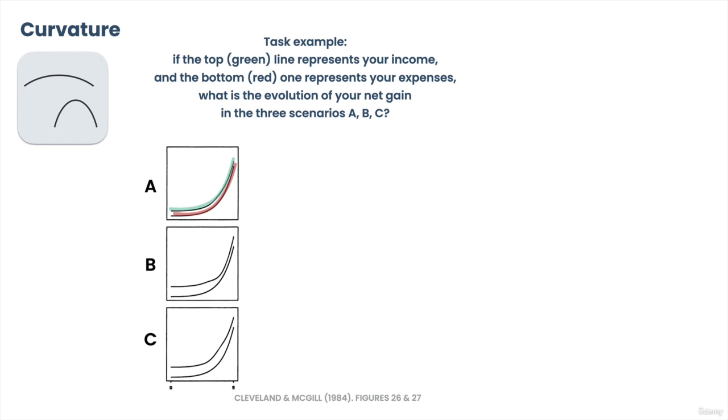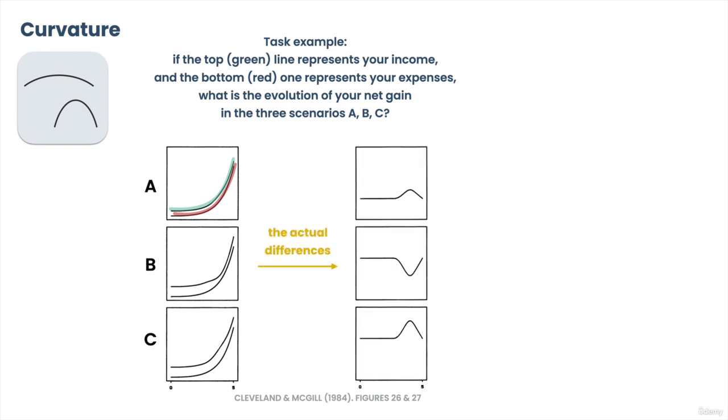Actually, I'm going to give you the answer because it's almost impossible to get it right. The actual differences are these ones here. Can you notice that the three scenarios on the left were very similar among them, yet when we calculate the net gain, the difference is huge? Were you able to predict such differences? Actually, if you didn't, don't worry.